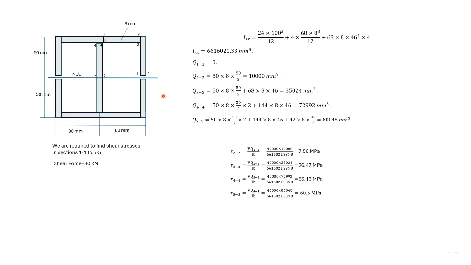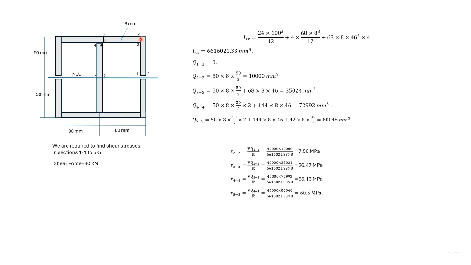We are given a cross section with dimensions and also the shear force acting. We are required to find out the shear stresses from sections 1-1 to section 5-5. To start with, we find the moment of inertia of the whole section. To determine the stresses at all the sections, we find out the corresponding Q. For section 1-1, Q is 0 because this is the free end and also the distance from the neutral axis is 0.